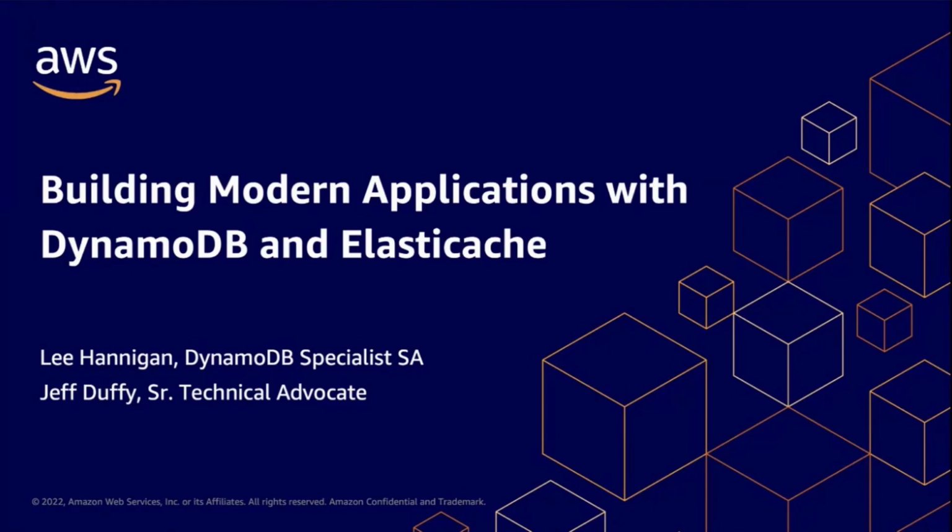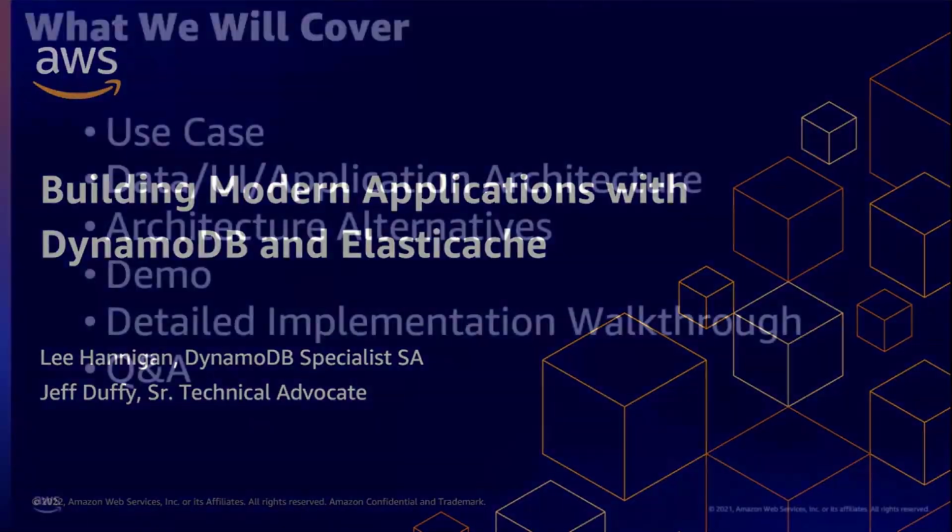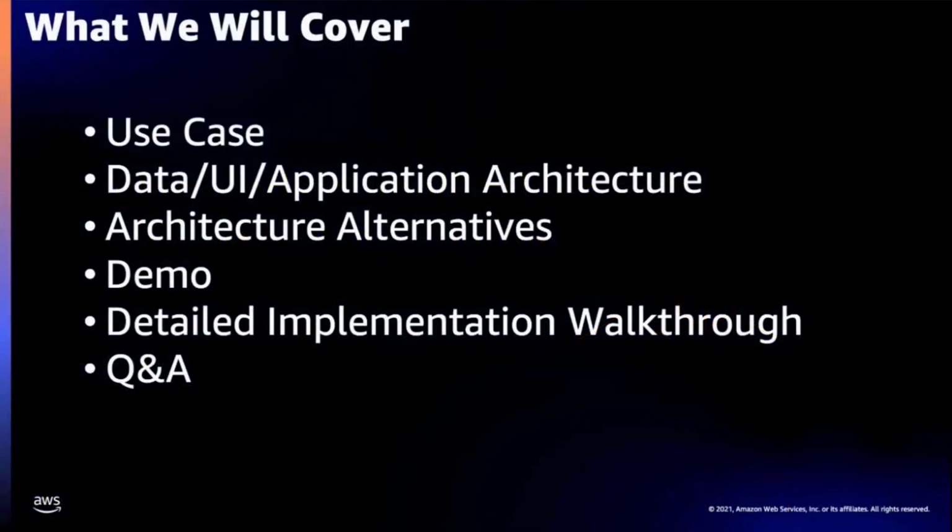And we're going to talk to you today about how to build some modern applications with DynamoDB and ElastiCache for Redis. And today what we're going to cover is a use case that's going to help guide our application architecture. We're going to talk about the choices that we're going to make for the data architecture, for the user interface, and the application itself. We're going to talk a little bit about the alternatives to that architecture that we selected and why, if our requirements were different, we might choose different services.